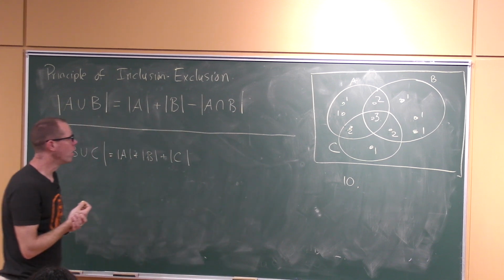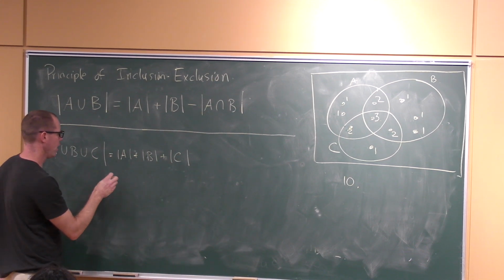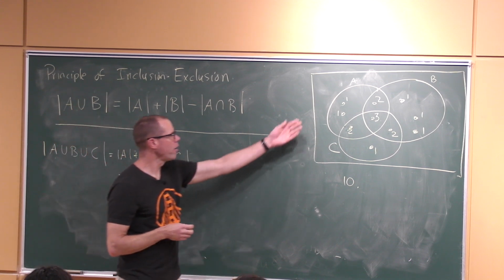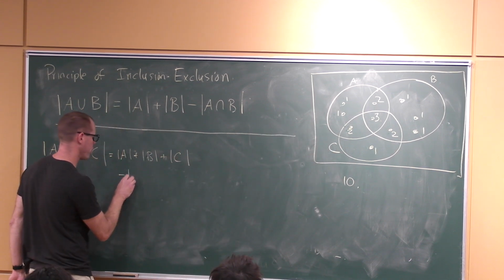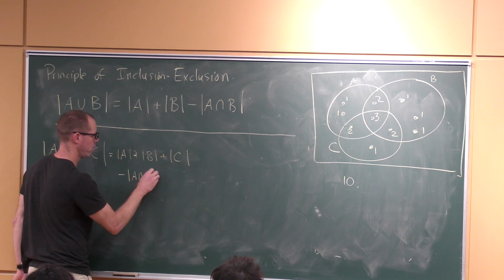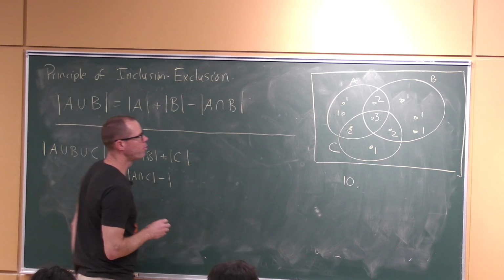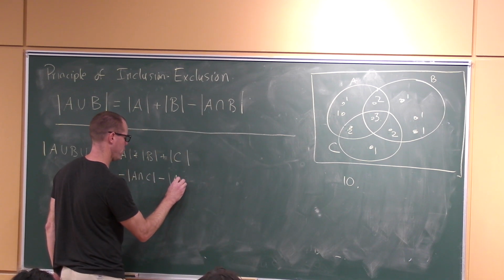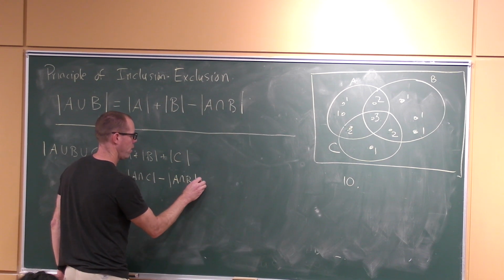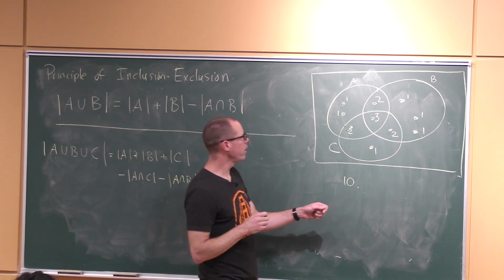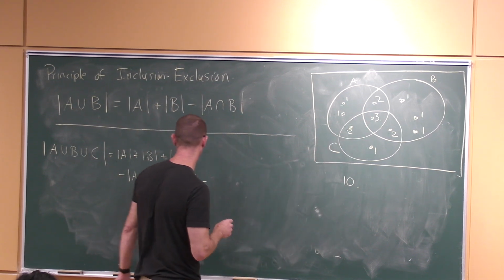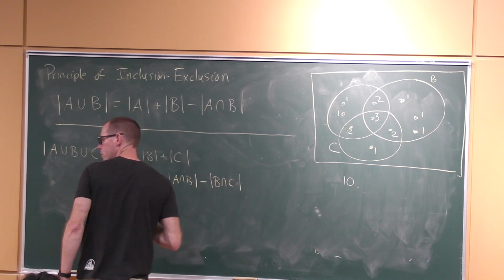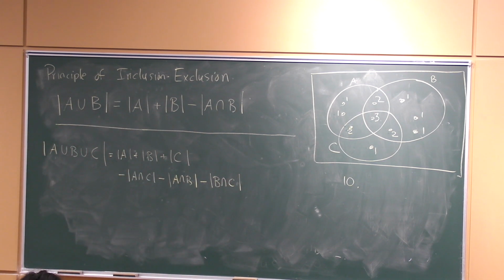All right, so let's add our correction term. So we have points that are in A and C. We better subtract those. And we have points that are in A and B. We better subtract those. And we have points that are in B and C. We better subtract those. Let's check if our formula is right now.